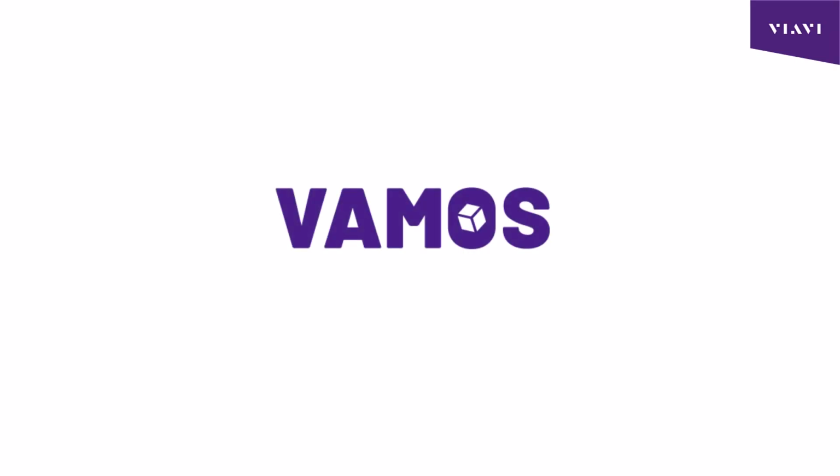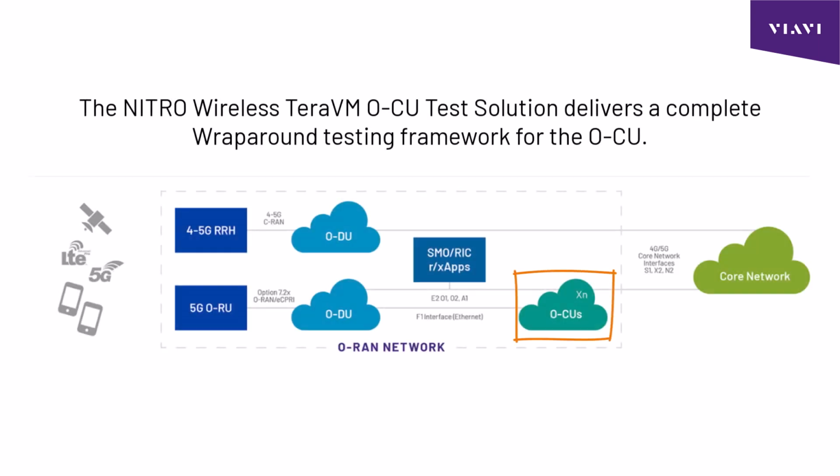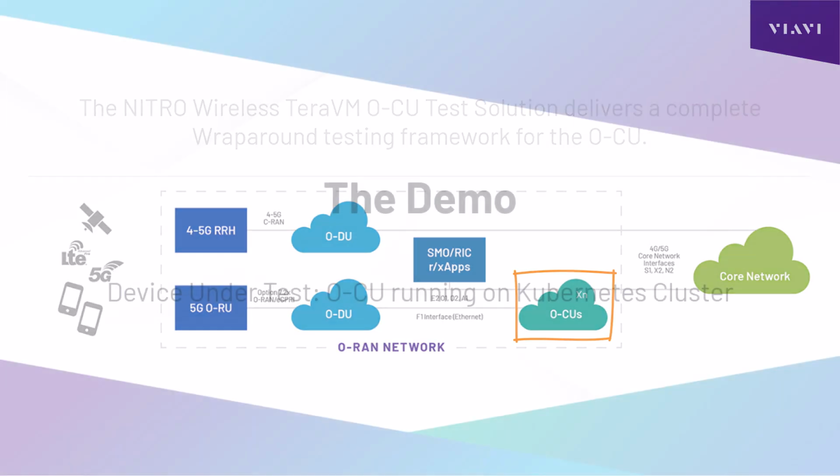VAMOS is an automation management orchestration system and is demonstrated here with an OCU test. The OCU tester simulates the network environment. It can emulate many ODUs and UEs to generate 5G control plane and user plane traffic to the OCU. The ability to emulate high data rates and large numbers of ODUs is vital, as the OCU is the first data aggregation point between the RAN and the core network.